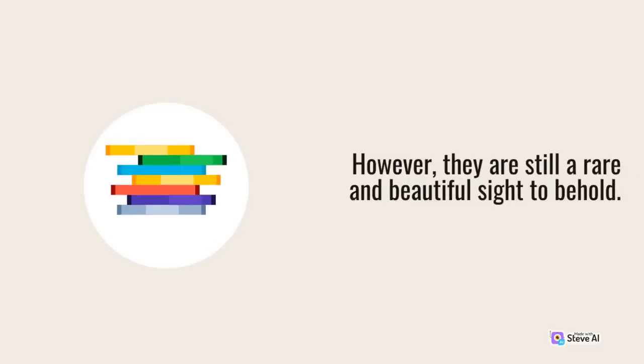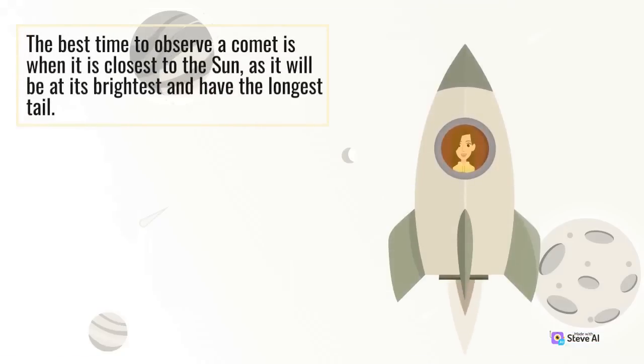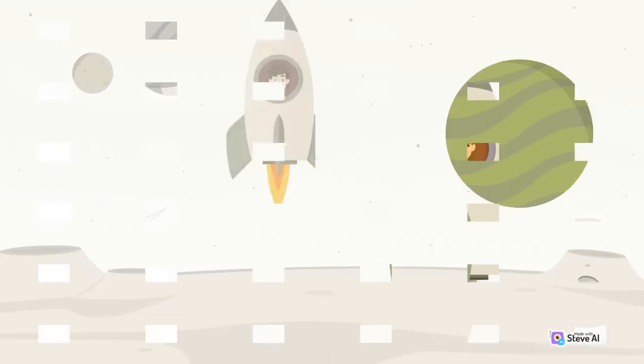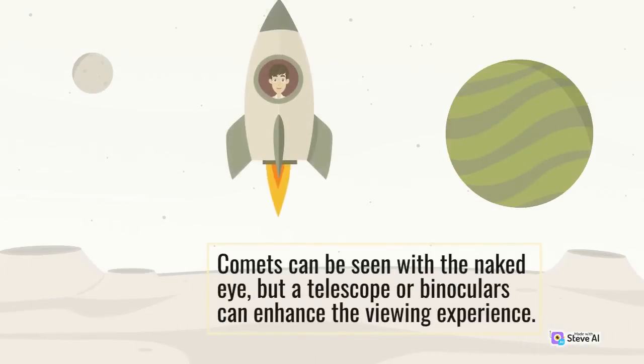However, they are still a rare and beautiful sight to behold. The best time to observe a comet is when it is closest to the Sun, as it will be at its brightest and have the longest tail. Comets can be seen with the naked eye, but a telescope or binoculars can enhance the viewing experience.